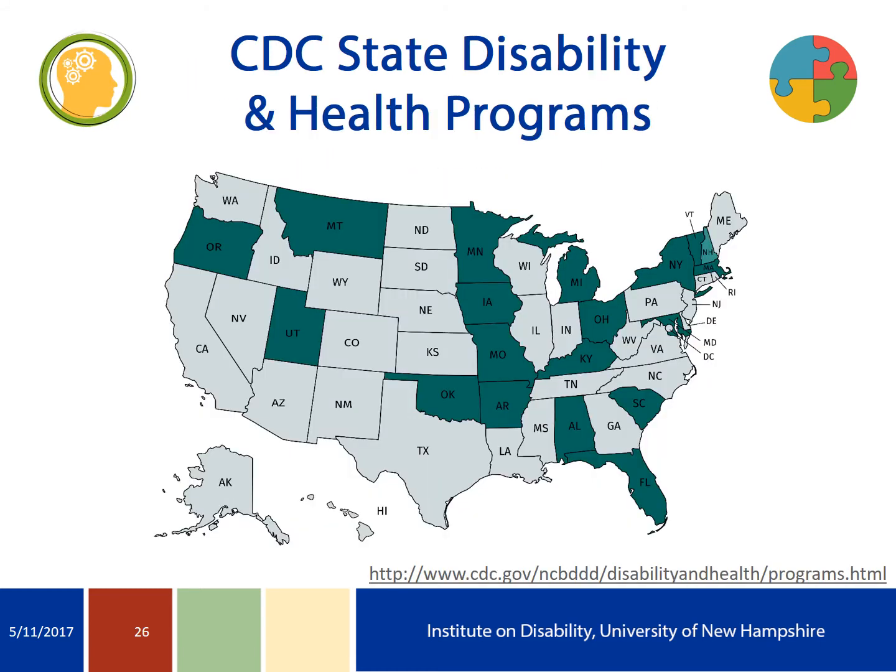The Centers for Disease Control and Prevention supports 19 state disability and health programs, which are highlighted in green on this map. These programs aim to promote and maximize the health of people with intellectual disabilities and mobility limitations. The CDC supports these states to plan, implement, evaluate, and disseminate non-research activities to promote inclusion and accessibility and reduce health disparities between people with and without disabilities.